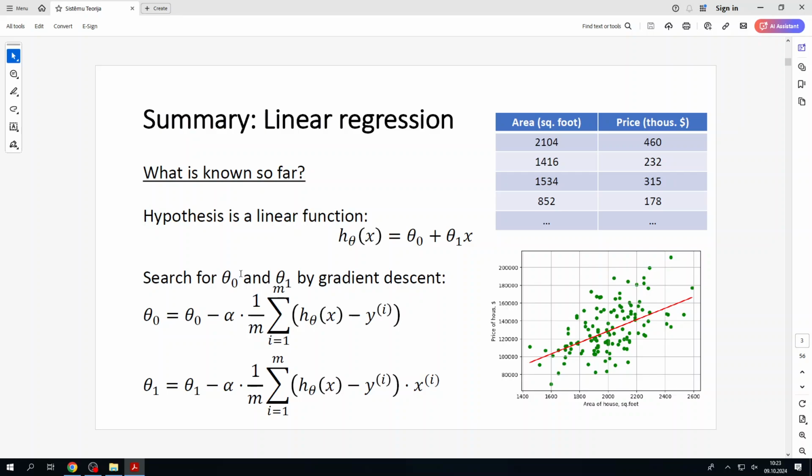And for that we use the gradient descent method to find the parameters of your line, theta 0 and theta 1, and accordingly update them over iterations. So that was a linear regression with one input.